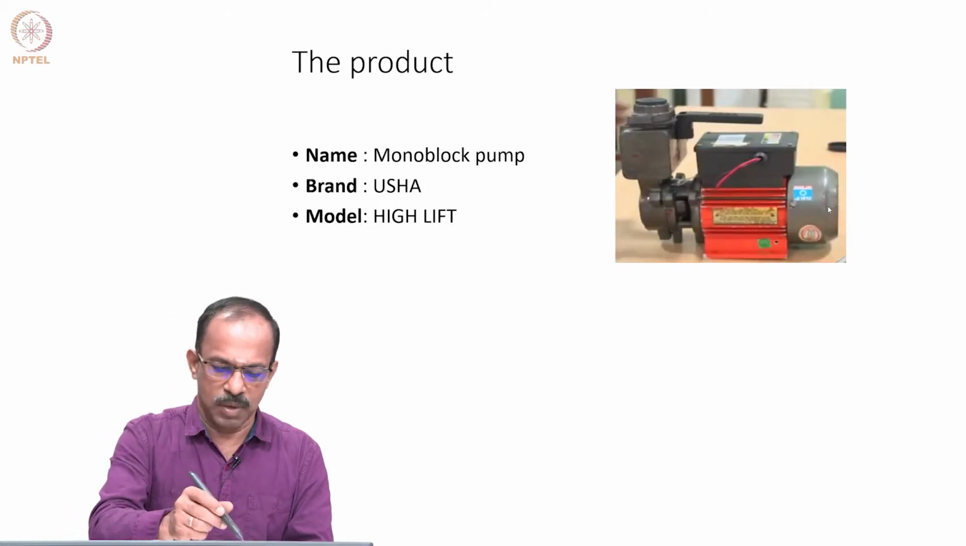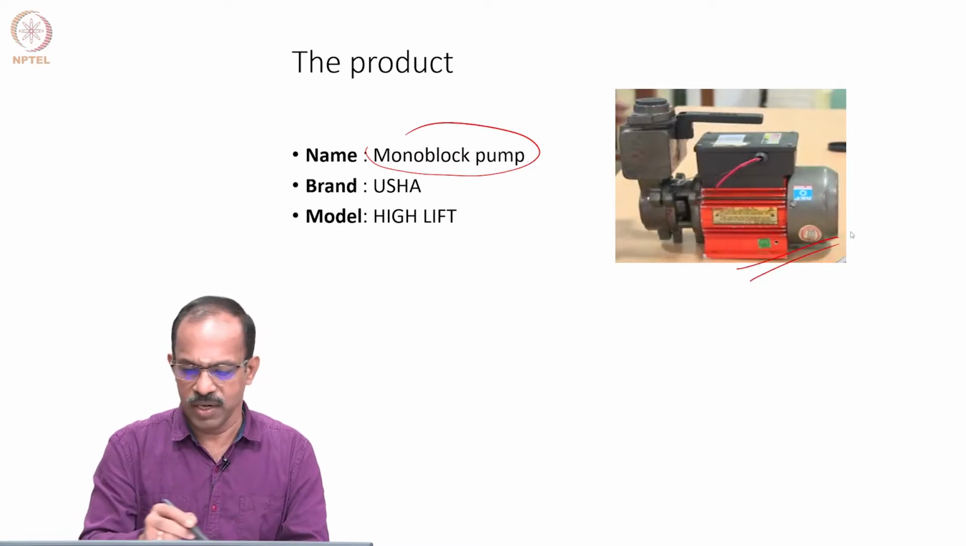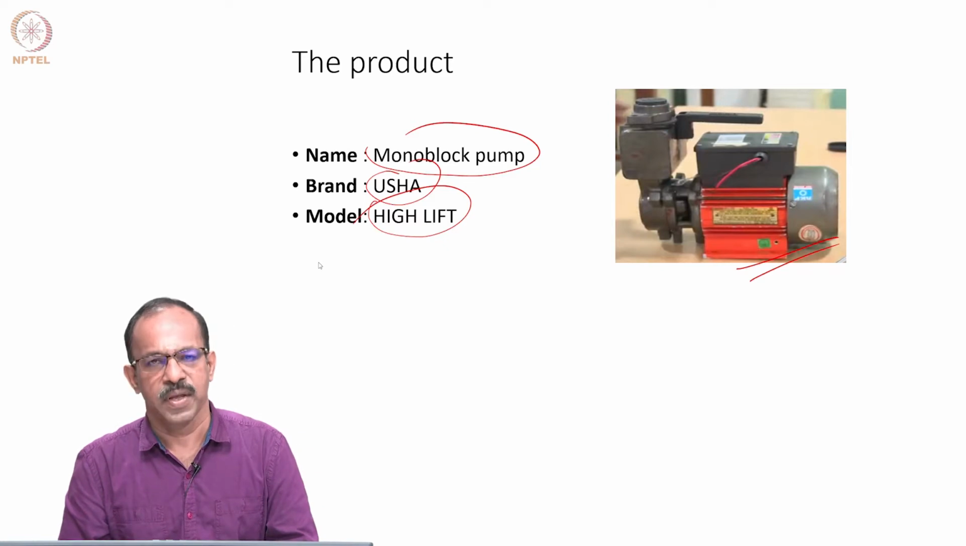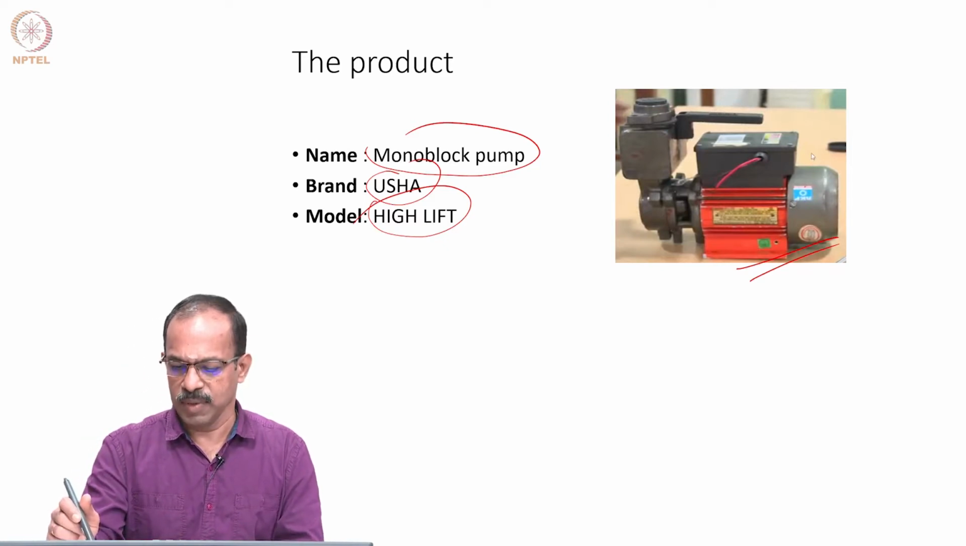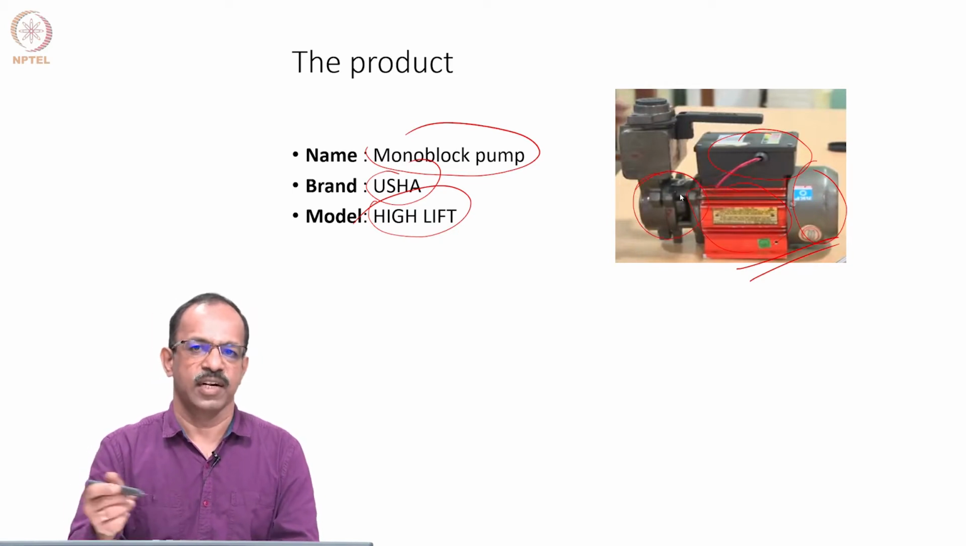The monoblock pump we are using is shown here. This is again an Usha make, and it's a high lift model. That is the pump you can see. There is an electric supply, and then there is a motor, and there is a pump body, and then you have this assembly over here which will take input and then deliver the outputs.